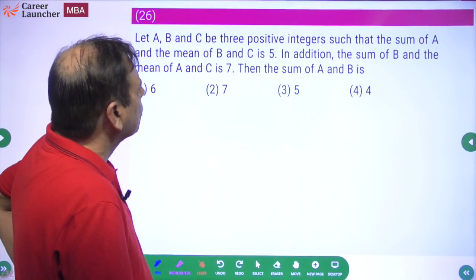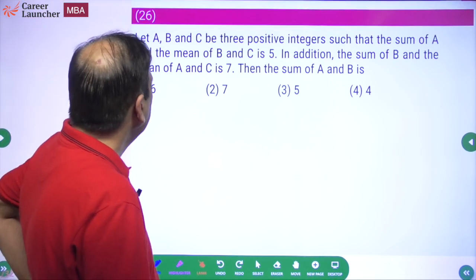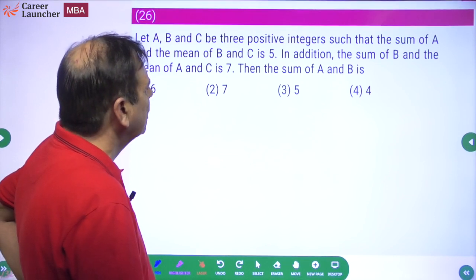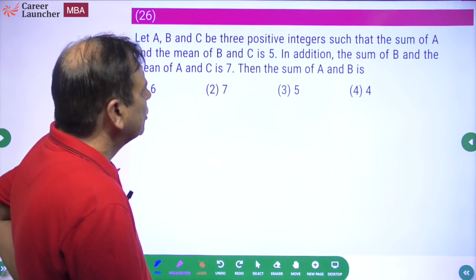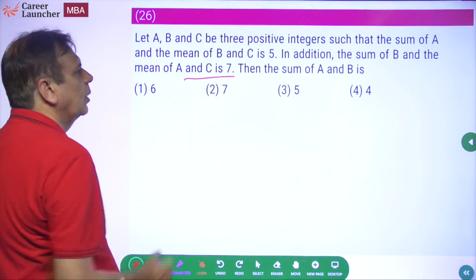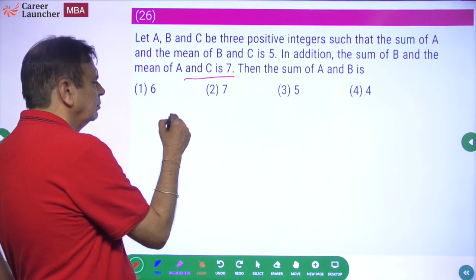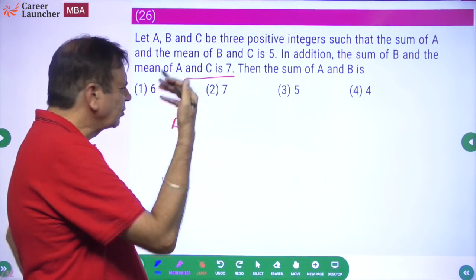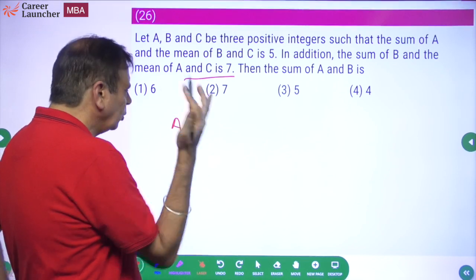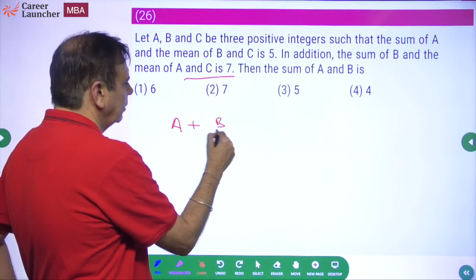A, B, C are three positive integers such that sum of A and the mean of B and C is 5. In addition, the sum of B and mean of A and C is 7. What is the sum of A and B? Okay. No jugaad, let's solve it, but will not do the full thing.